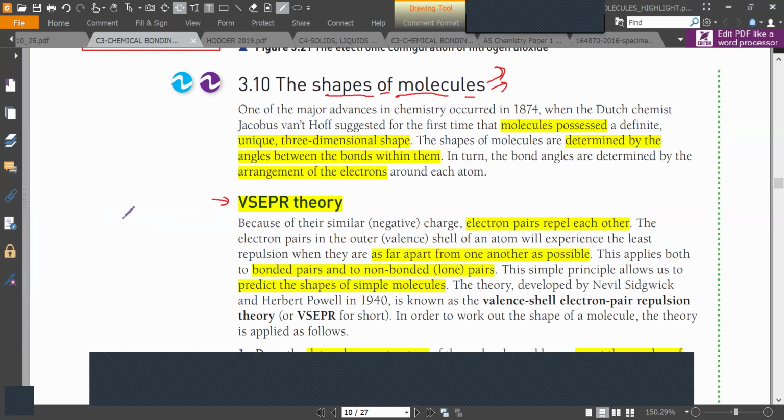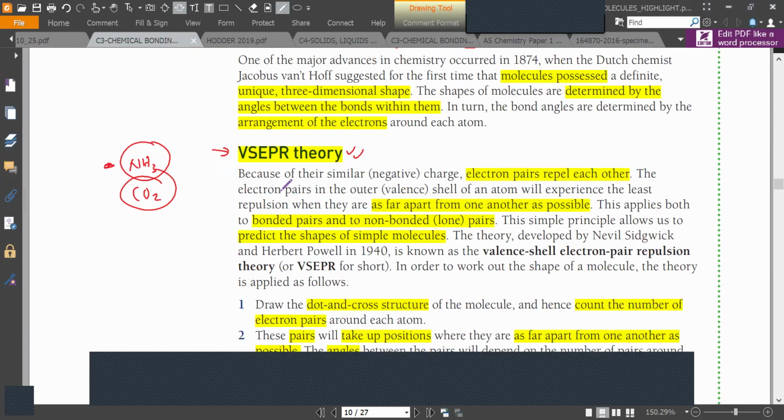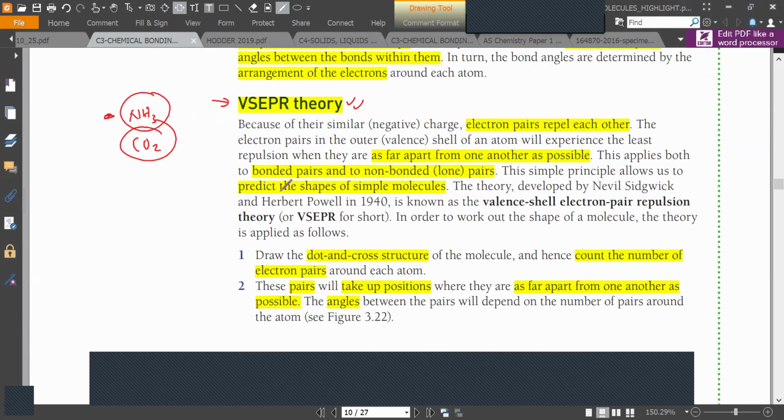Let's say I give you ammonia, something like that. I give you CO2. Based on our understanding of the VSEPR theory, can we predict the shape of these molecules? The concept of the VSEPR theory is, first, we need to work out how many pairs of electrons are around the central atom. For example, in ammonia, the central atom is nitrogen. For CO2, the central atom is the carbon. So we need to work out how many pairs of electrons are around the central carbon.